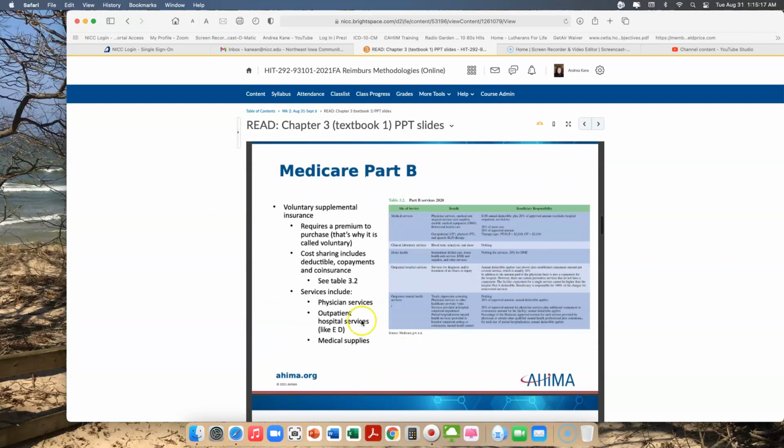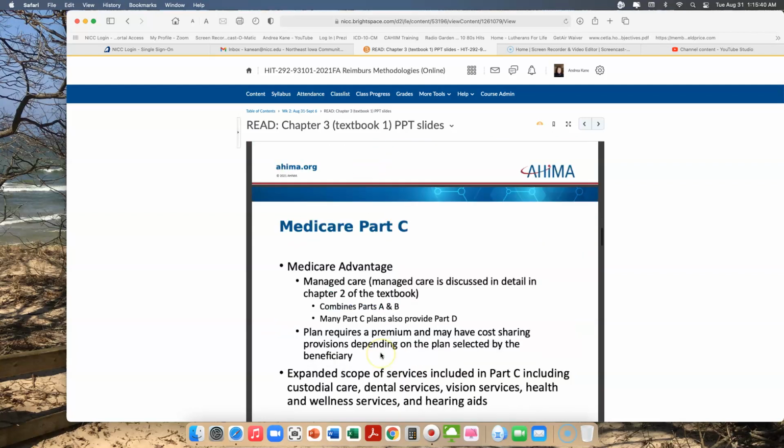Medicare Part B is voluntary supplemental insurance for the outpatient side of life. It includes physician services like physician office, outpatient hospital services like the ED, outpatient surgery, urgent care, rehab, those types of things, as well as medical supplies. And this table is so hard to see, but it's on page 37 in your book.